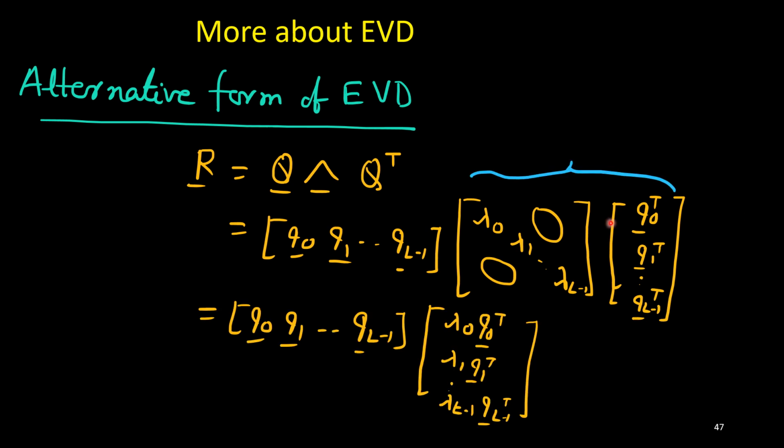Now, if I consider this one first, multiplying this diagonal matrix, which is L cross L, with this one, which is again L cross L, the product will remain L cross L. But this lambda 0 will be multiplied with only the first row every time, the second row will be multiplied by lambda 1, the third row by lambda 2, and so on. So you will get lambda 0 times Q0 transpose, lambda 1 times Q1 transpose, up to lambda L minus 1 times QL minus 1 transpose. We can write the product in this form.